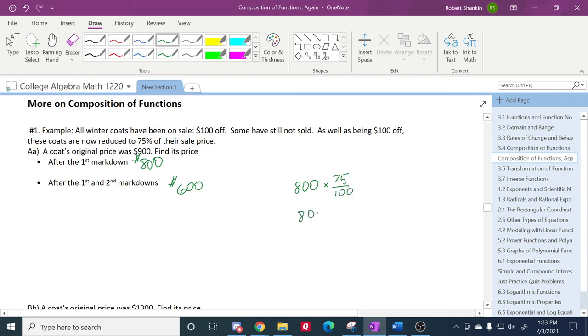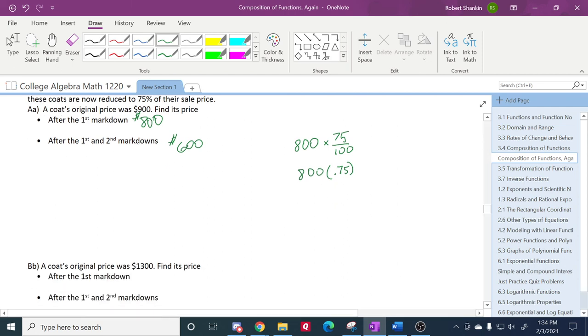Or you could have taken this times 0.75, because 75 over 100 is the same as that. So reduced to 75% is you just take that percentage and multiply it. If it was reduced to 10%, you just multiply by 0.10 and so on. All right, so these are the prices. So 25% off reduces it to 75%. So this is really 25% off, but I made it a little bit easier for you to say 75% of their sale price.